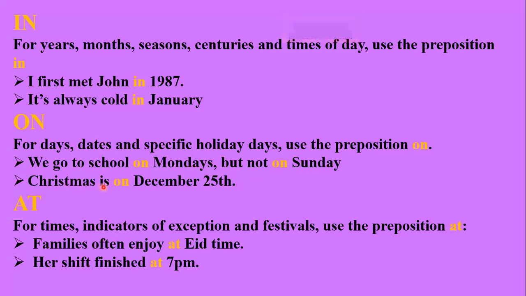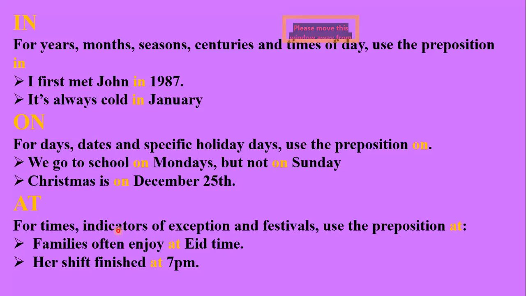Okay, Christmas is on December 25th. So now again I'm telling a specific day or a specific holiday, so I'm using on for it. Okay, now let's move on. At, for times, indicators of exception, and festivals, use the preposition at. Now when is at used? At is used to indicate some specific times and festivals.